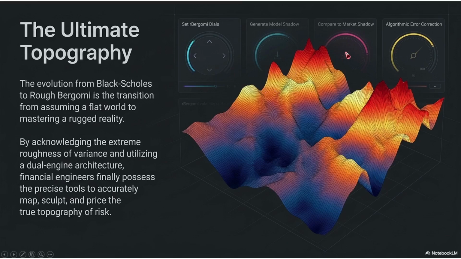Ultimately, this gives us the ultimate topography. So the evolution from Black-Scholes to rough Bergomi is the transition from assuming a flat world to mastering the rugged reality. By acknowledging the extreme roughness of variance and utilizing a dual engine architecture, financial engineers finally possess the precise tools to accurately map and price the true topography of risk.